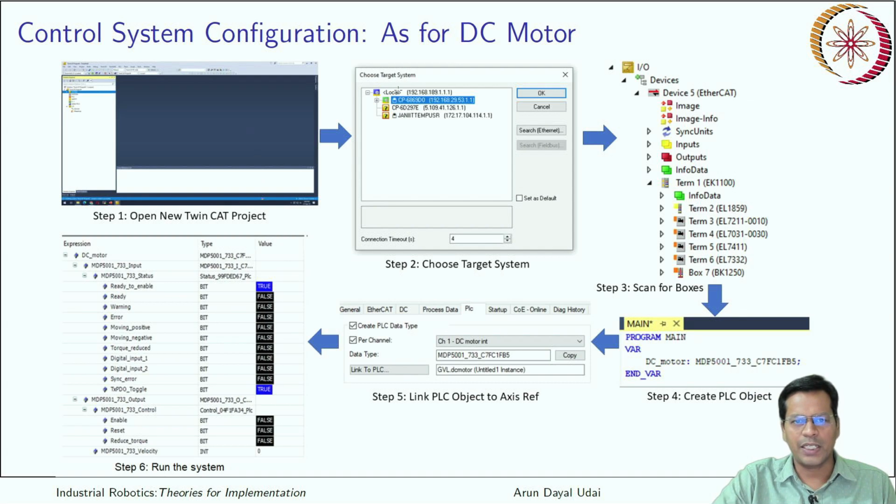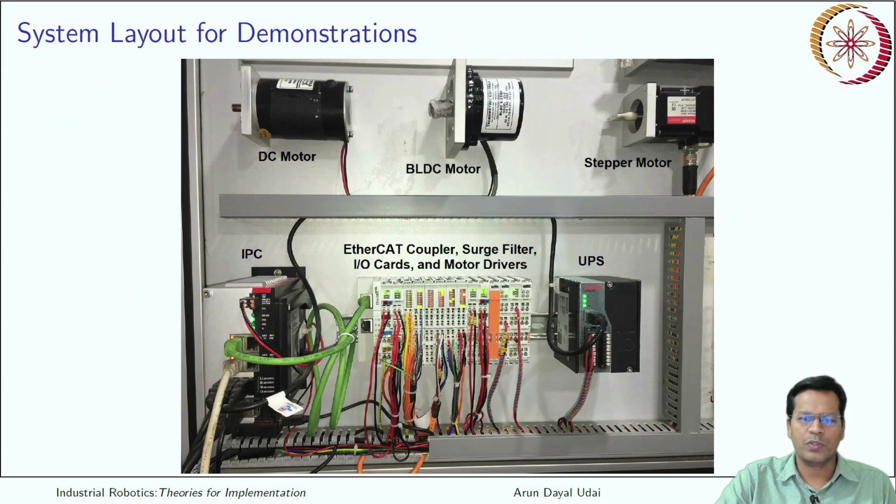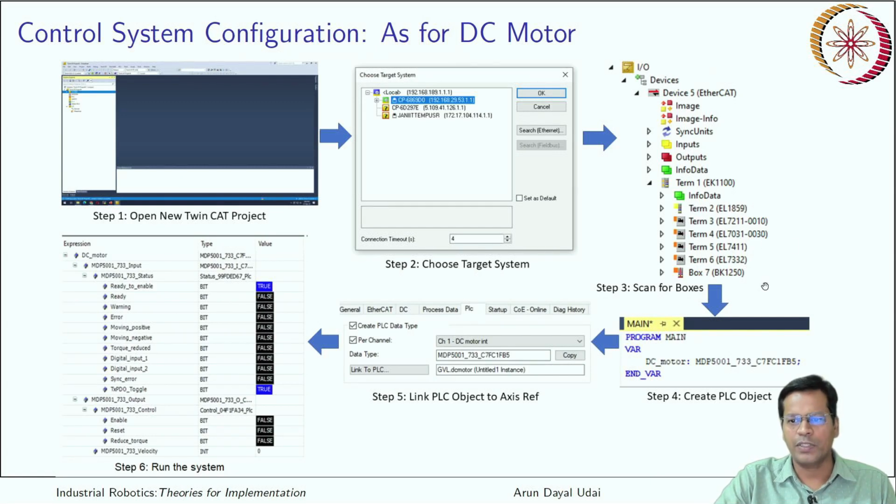Okay, so I have just selected my system. Choose the target system. I have scanned for all the boxes. I selected it, right clicked, scan for the boxes. It has found out that these are the components which are fitted one after the other. If you look carefully, it has different IO boxes and also different motor drivers. So it has detected all of them.